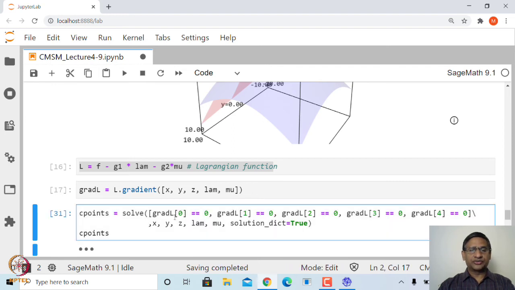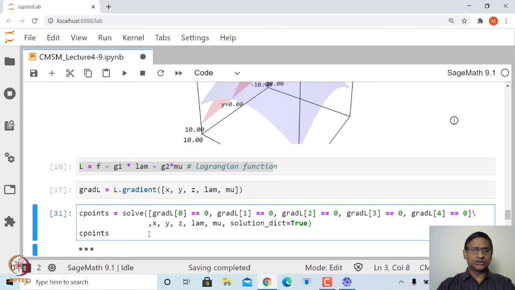So, now let us solve this. grad L equal to 0 is the same as saying each coordinate equated to 0. So, the 0th coordinate of grad L is the partial derivative of L with respect to x equal to 0. The second coordinate equal to 0 is the same as saying the partial derivative of L with respect to y equal to 0. The partial derivative with respect to lambda will give you G1 is equal to 0. The partial derivative of L with respect to mu equal to 0 will give you G2 is equal to 0, and then solve this for x, y, z, lambda, mu, and declare the solution dictionary equal to true.